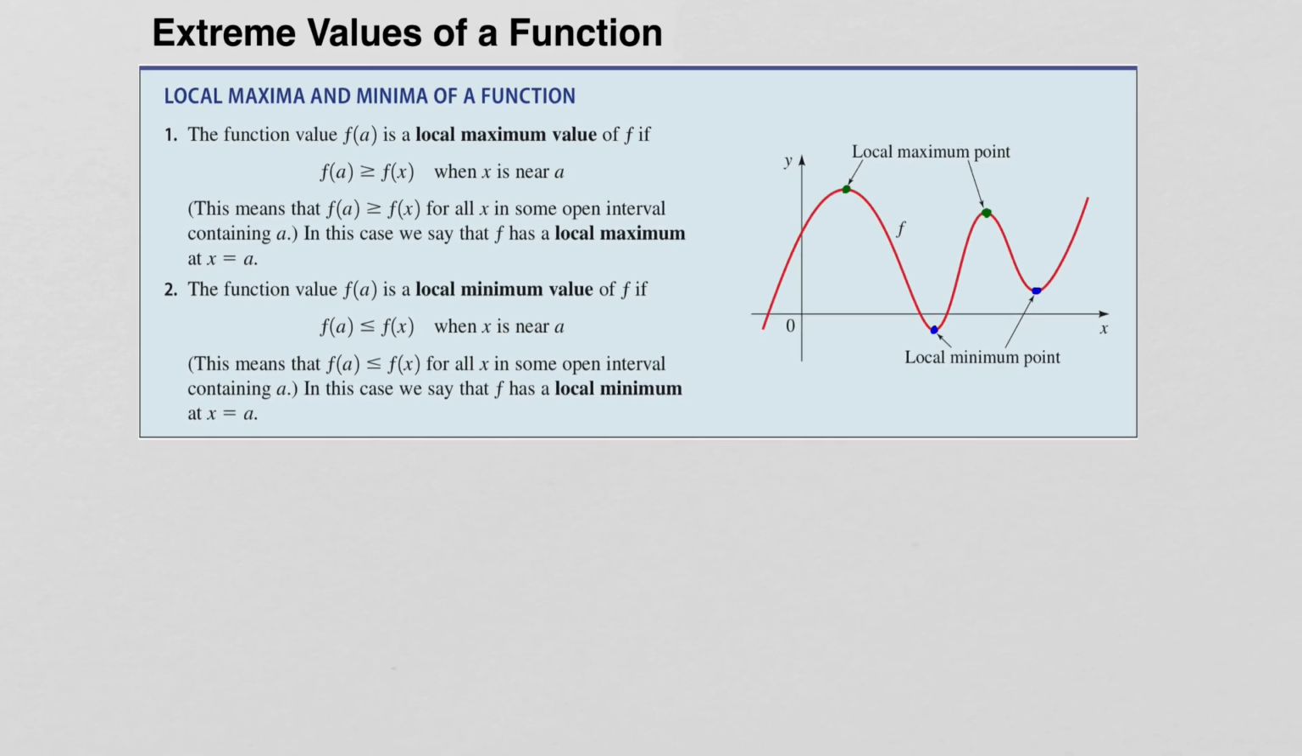So when you read this definition, it says f of a is a local maximum of f if f of a is greater than or equal to f of x when x is near a. So that's what we mean when we say that it's higher than all the points right around it. And then for local minimum, all we do is we switch that inequality from greater than to less than, and it's the same meaning.